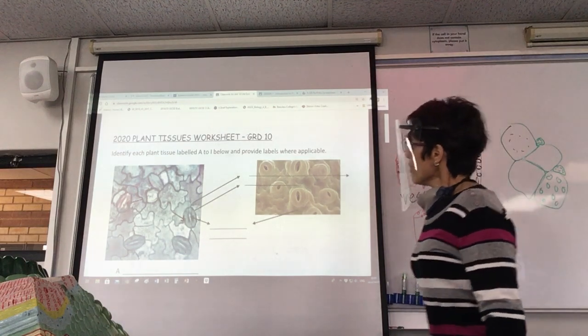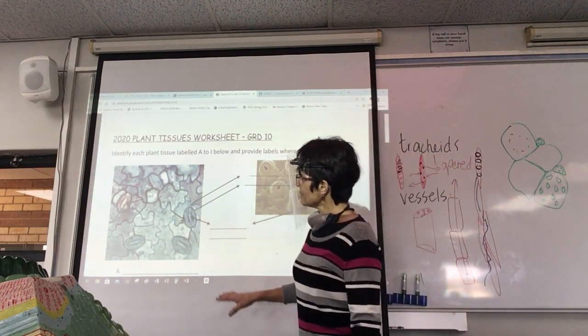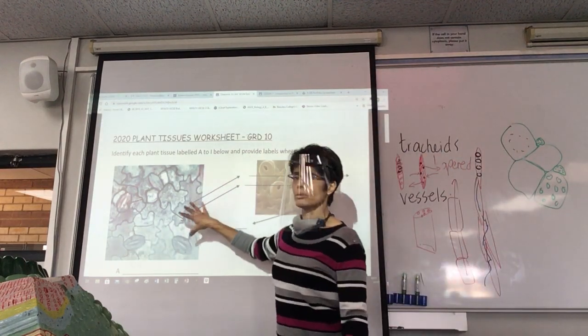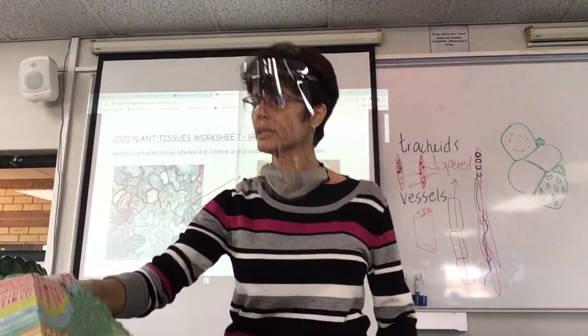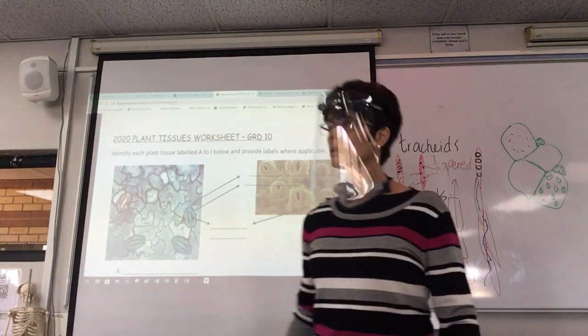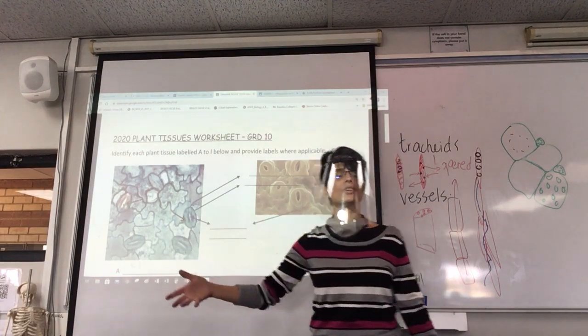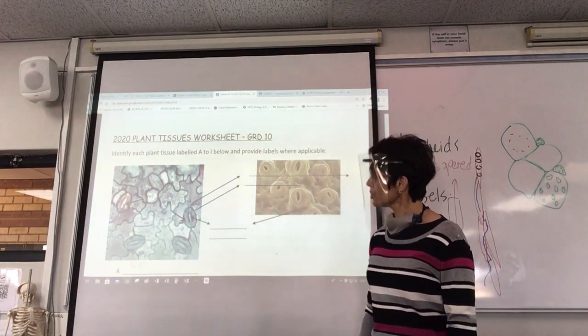Okay? All right, so let's just look at this again. Now, what is distinctive about this tissue? Don't say colors yet. What is distinctive? The guard cells. So then immediately you know it is epidermis.